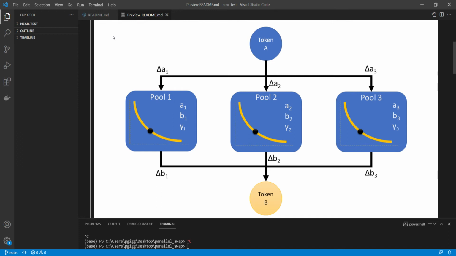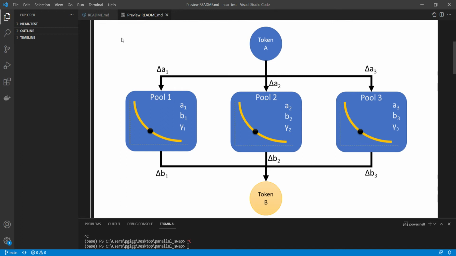This is a bounty for the Gitcoin project, and it's implementing an optimal algorithm for parallel swap as implemented on the Near protocol using the Ref Finance contract project. And so just to begin with, I want to give a quick overview of the problem statement.